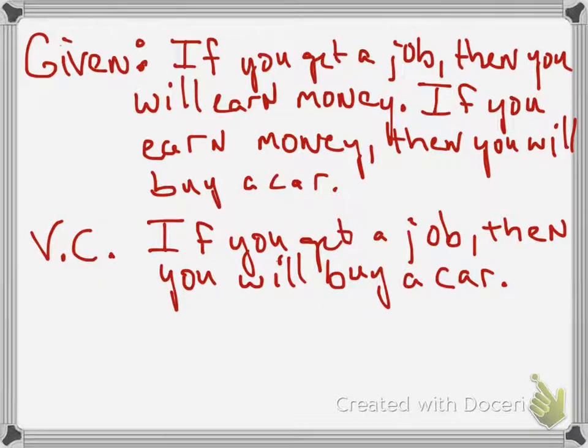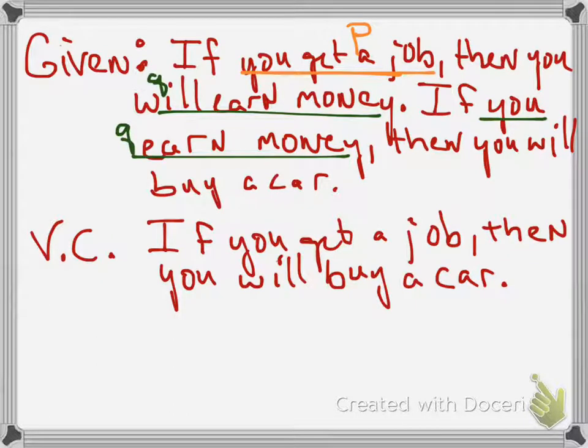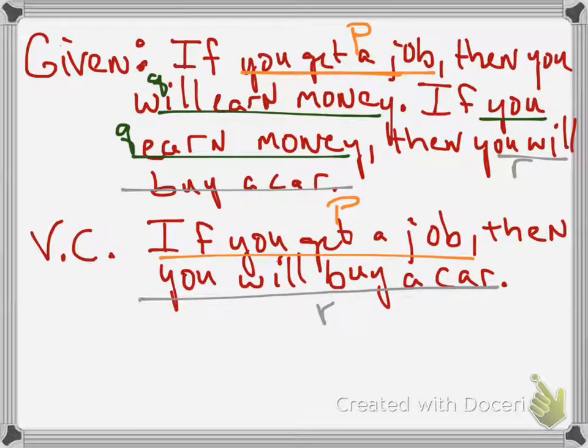Keep in mind, what is P? P is if you get a job. Q is you will earn money. Notice that it gets mentioned twice. And then R is at the very end, saying you will then buy a car. So the valid conclusion is to get rid of the Q and put the P and R together. So you can say if you get a job, then you will buy a car. Putting the P and the R together. Plain and simple. That's it.